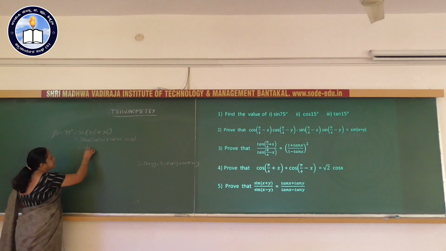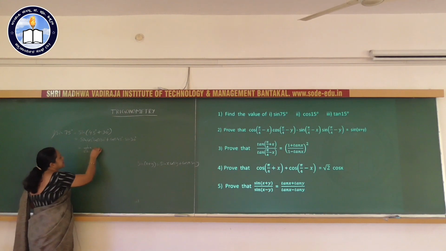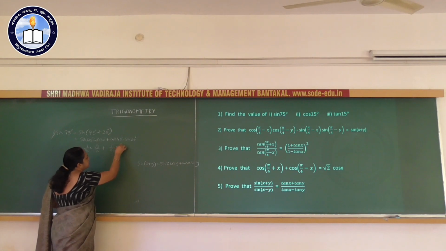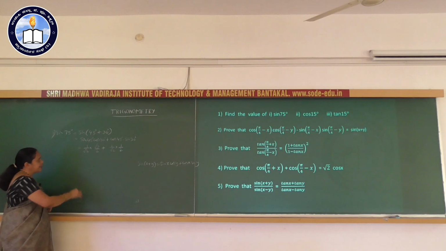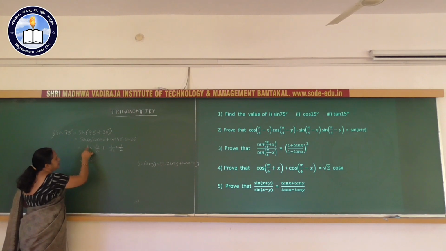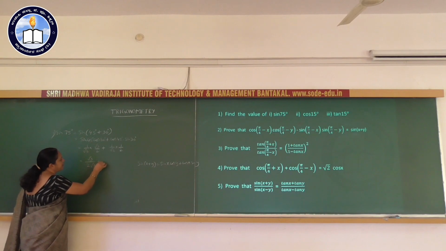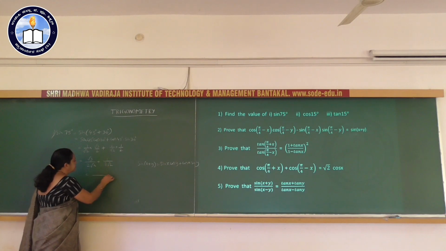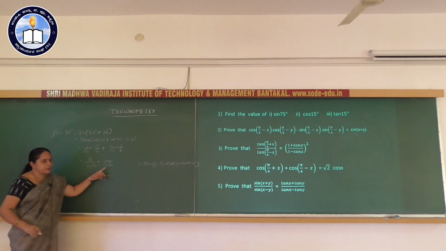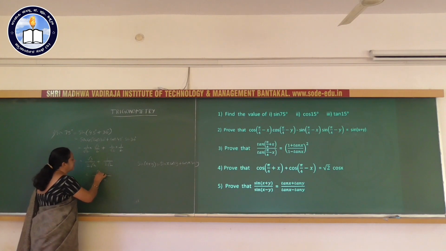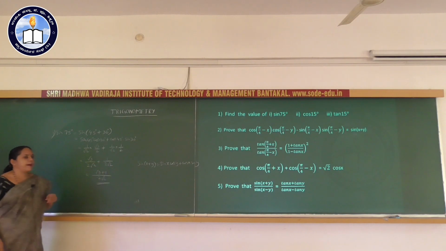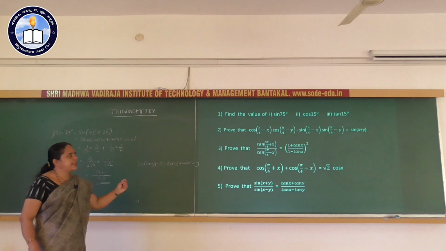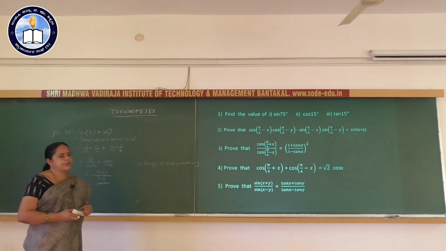But we know sine 45 is 1 by root 2, cos 30 is root 3 by 2, plus cos 45 is 1 by root 2 into sine 30, which is 1 by 2. So root 3 into 1, root 3 divided by 2 root 2, plus 1 into 1, 1 divided by 2 root 2. Taking 2 root 2 as the common denominator, the answer is root 3 plus 1 divided by 2 root 2. So sine 75 degrees is equal to root 3 plus 1 divided by 2 root 2.